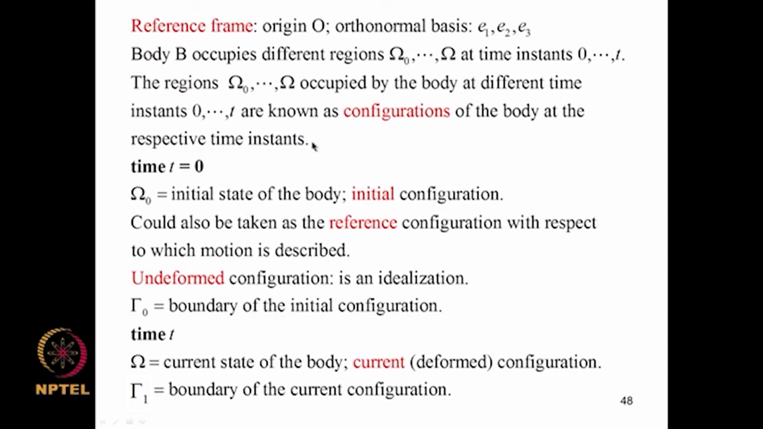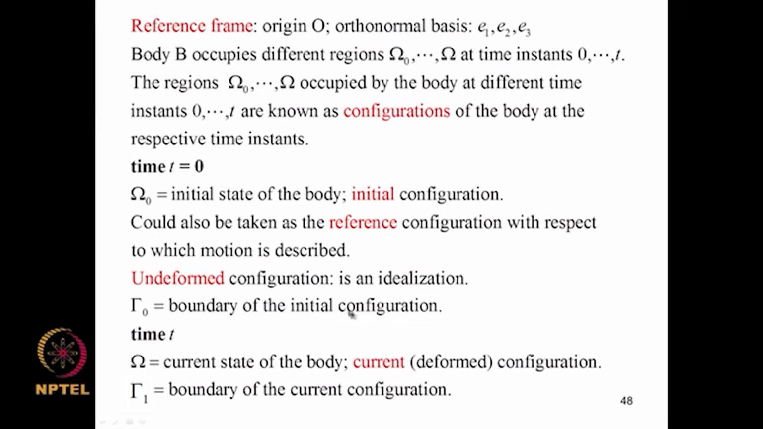At time t equal to 0, we say that omega naught is the initial state of the body or the initial configuration. It could also be taken as the reference configuration with respect to which motion is described. There are other names, like it is taken to be the undeformed configuration. It is an idealization, nobody is truly undeformed because gravity and things like that always act on them. So, what you see as a reference configuration is already deformed due to one or the other effects.